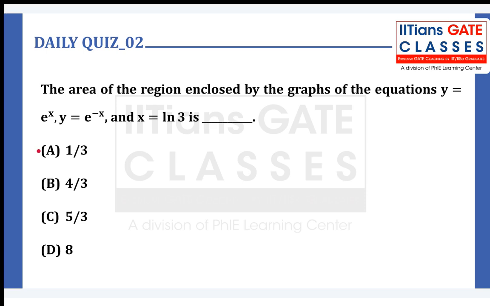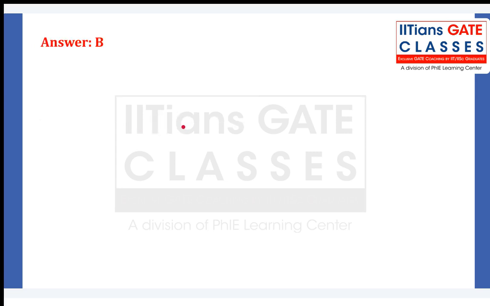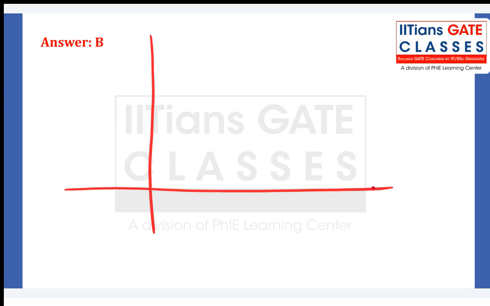So now again, here also they are talking about the area bounded by y equal to e power x and y equal to e power minus x, and between some constant x value. Okay. So here also the first thing you should do is a rough schematic, so that you get some idea about what basically they are asking.